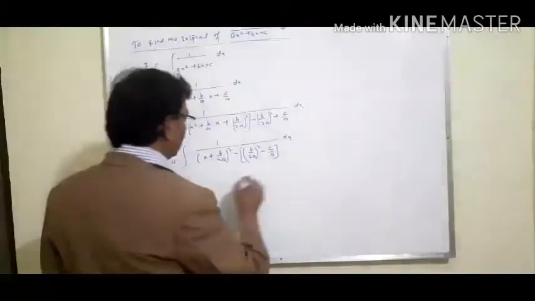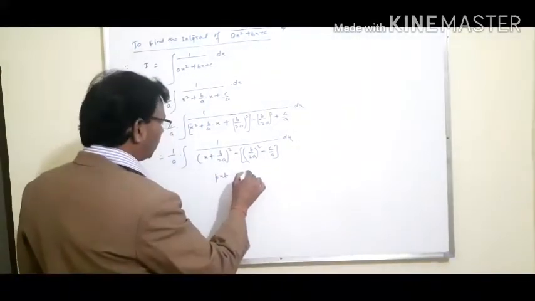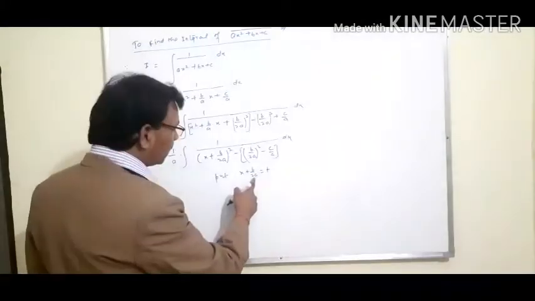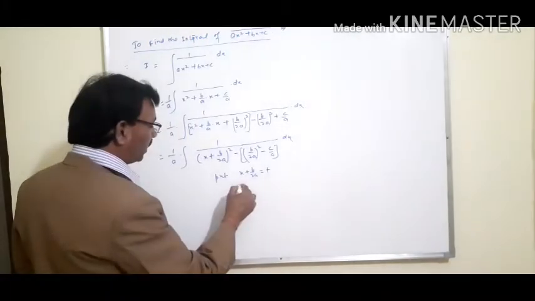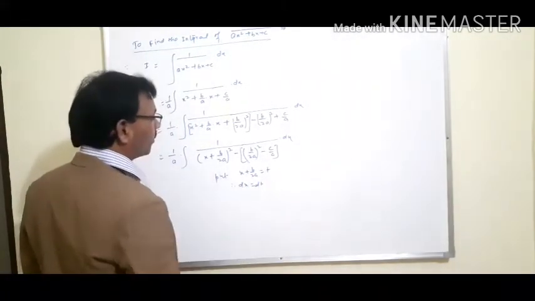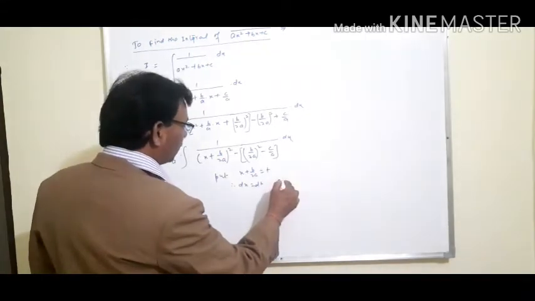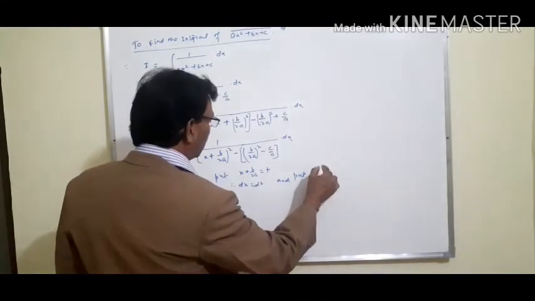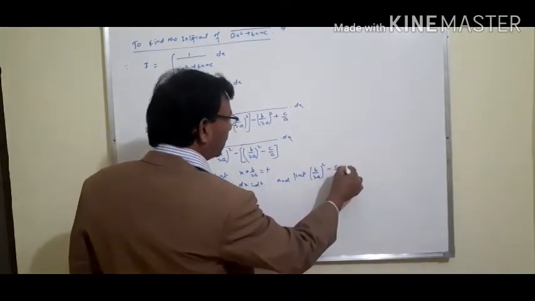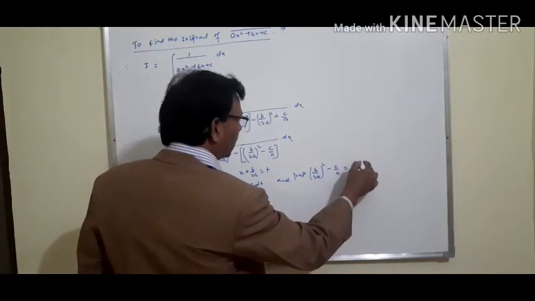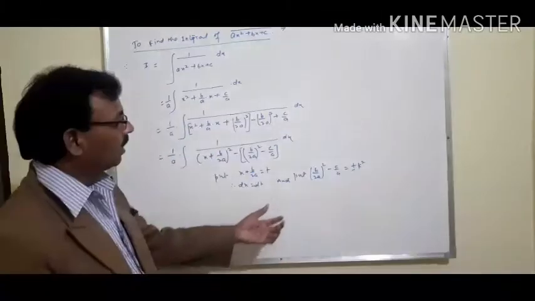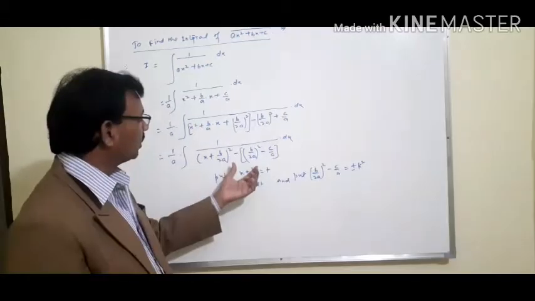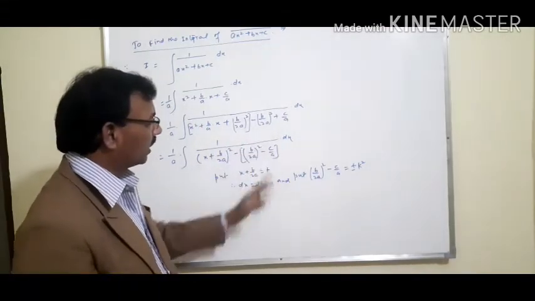Now we should put x plus b upon 2a equal to t, and differentiating this with respect to t, dx will be equal to dt. And put also b upon 2a whole square minus c upon a equal to plus minus k square. We can take the plus or minus sign according to the sign of b upon 2a whole square minus c upon a.